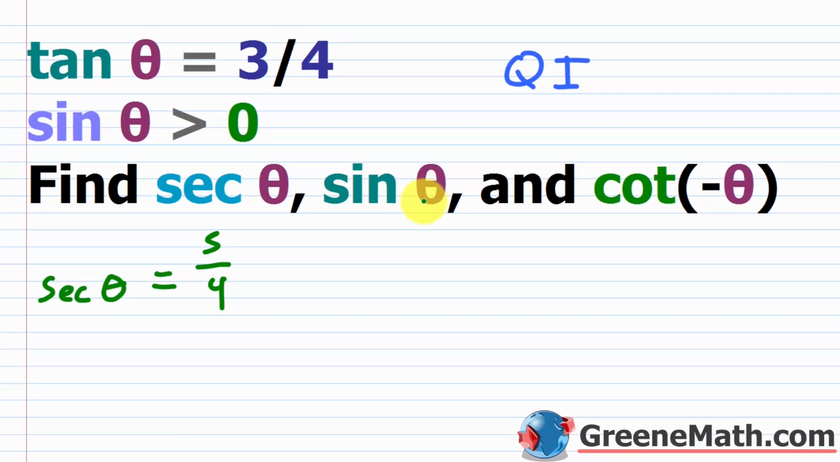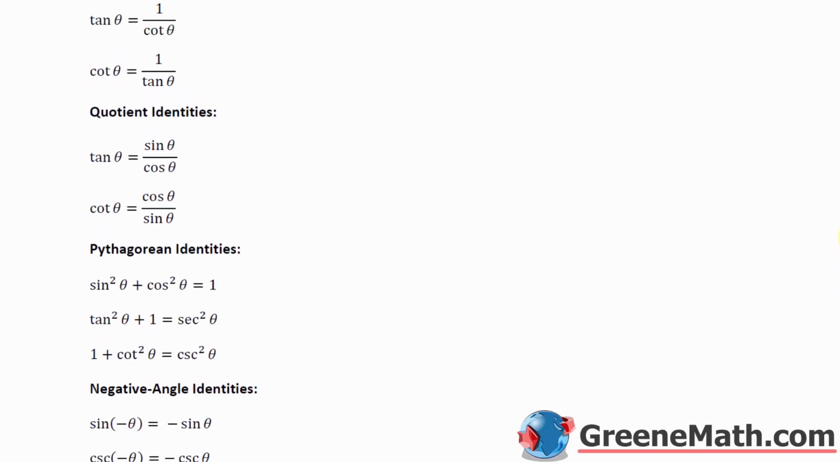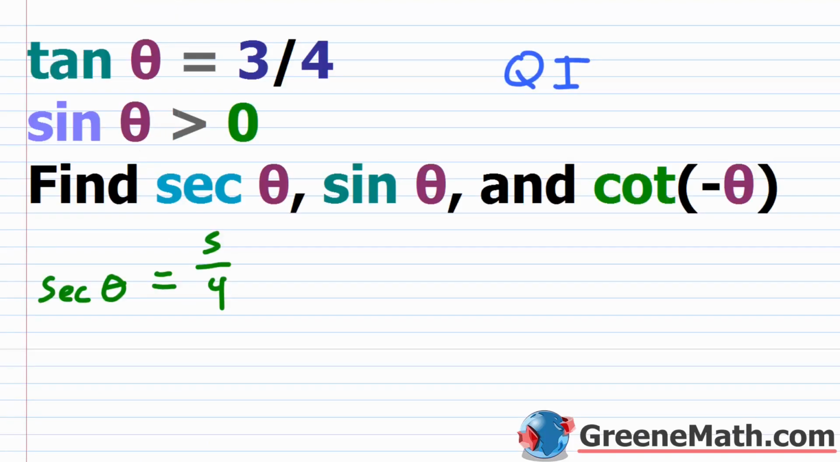There are a lot of different ways to do this. But again, if I go back to my little cheat sheet, I want you to see this quotient identity here, where the tangent of theta is the sine of theta over the cosine of theta. Now you might think, well, we don't have cosine of theta, but we do because of the reciprocal identities. We just found the secant of theta, which is 1 over the cosine of theta.